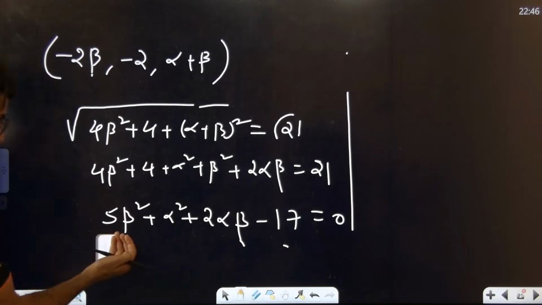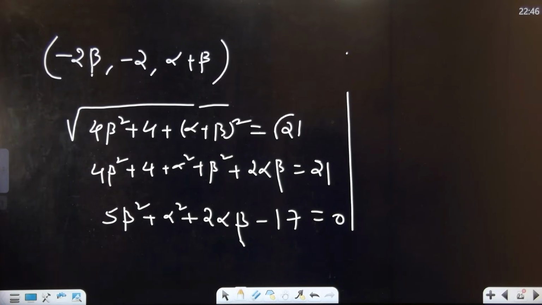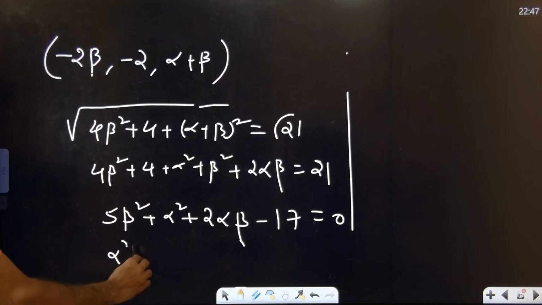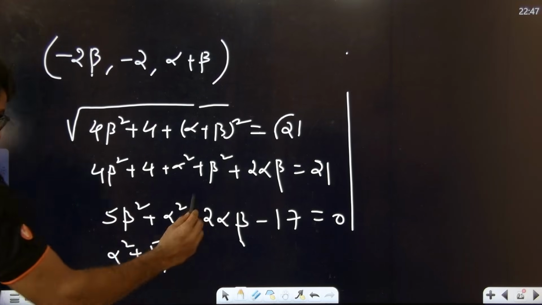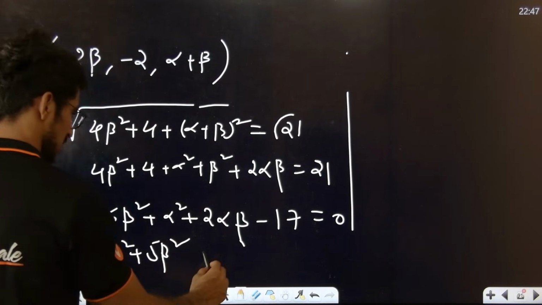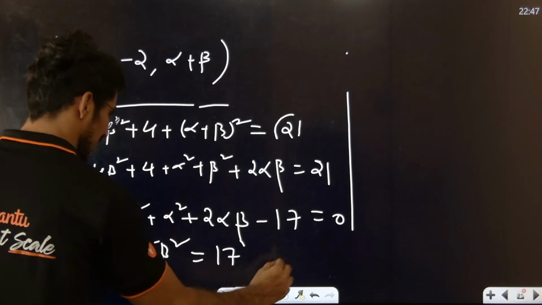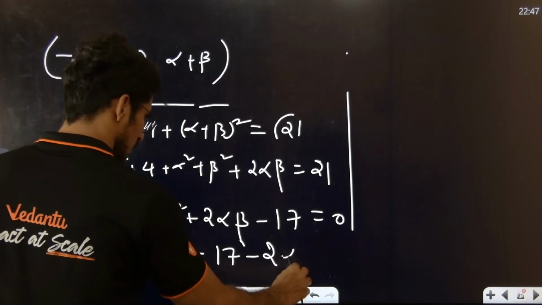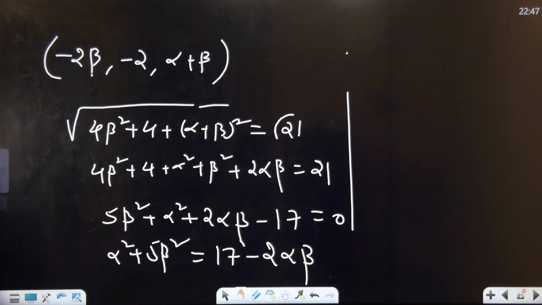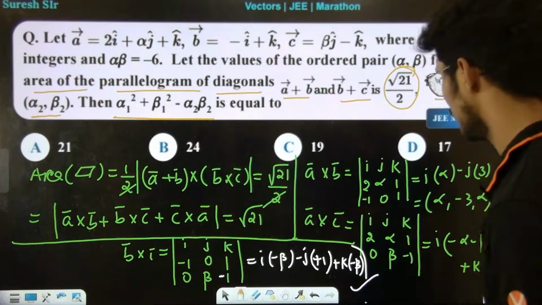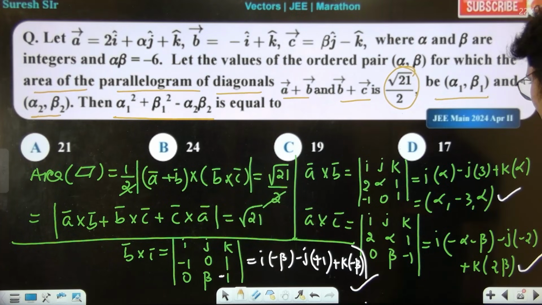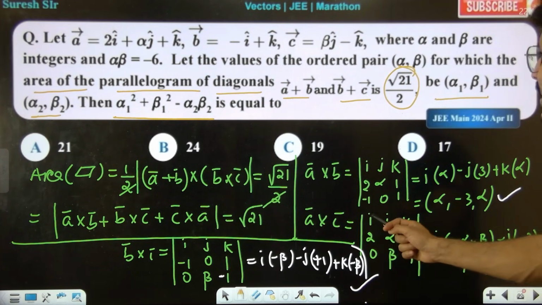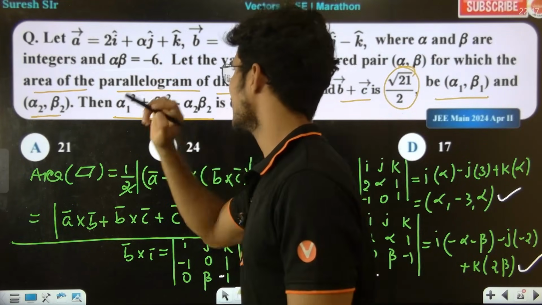So I will do it like this. Alpha square plus 5 beta square directly is equal to 17 minus 2 times alpha beta. What is alpha beta we got? Tell me. Alpha beta they have given is 6, check.